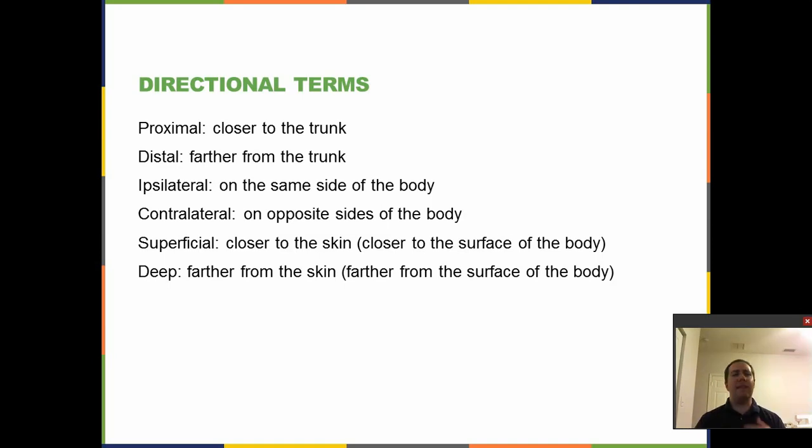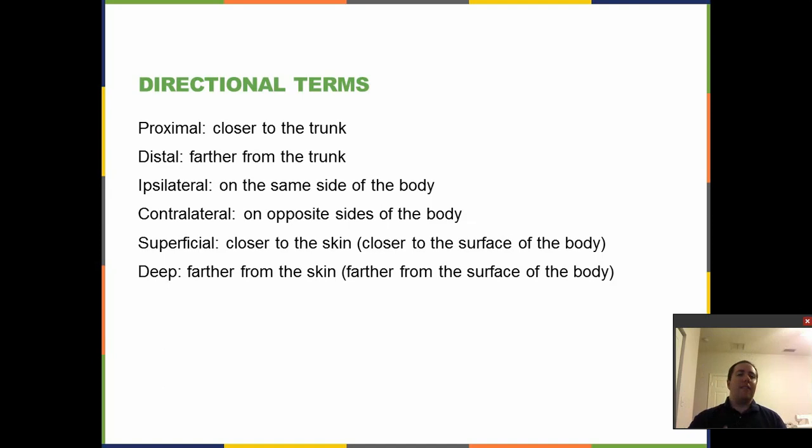And so you could say that my ribs are superficial to my heart, right? Because the heart is closer to the middle of my body and my ribs are closer to the very outside of my body. Turn it around, you would say that my heart is deep compared to my ribs.